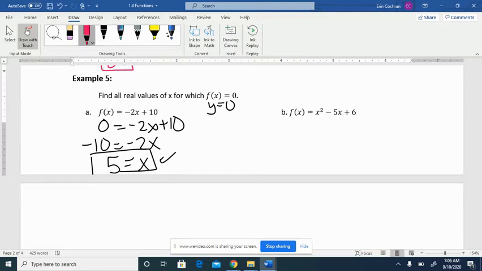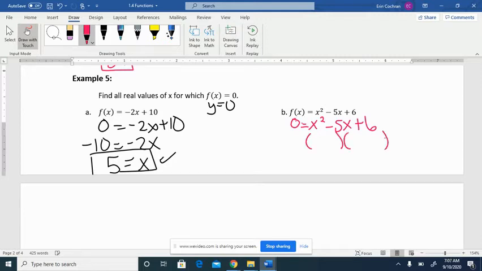Okay. All right, in part B, same idea. F of x is y, so y is 0 equals x squared minus 5x plus 6. Now, since this is quadratic, we have to look at, can we factor it? Can we use the quadratic formula? Can we complete the square? Any method you want here. I'm going to try to factor since a is 1.